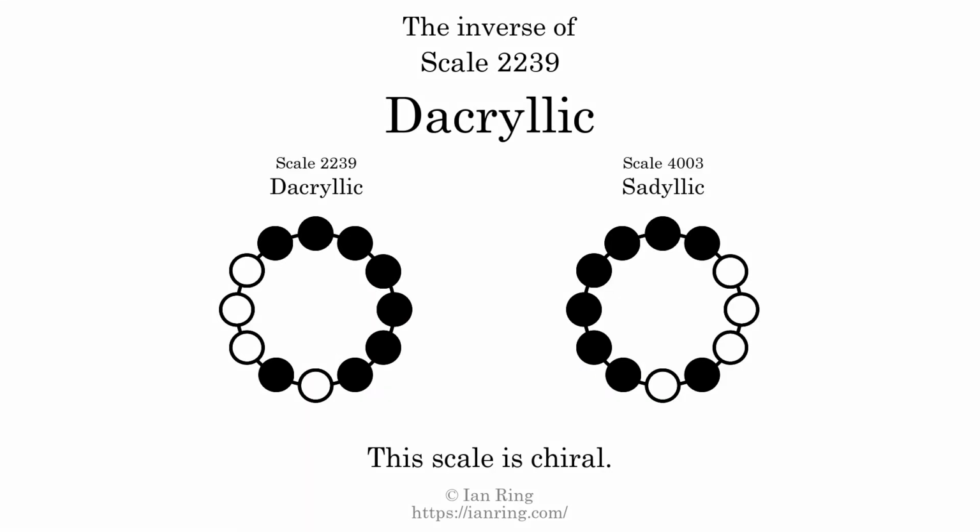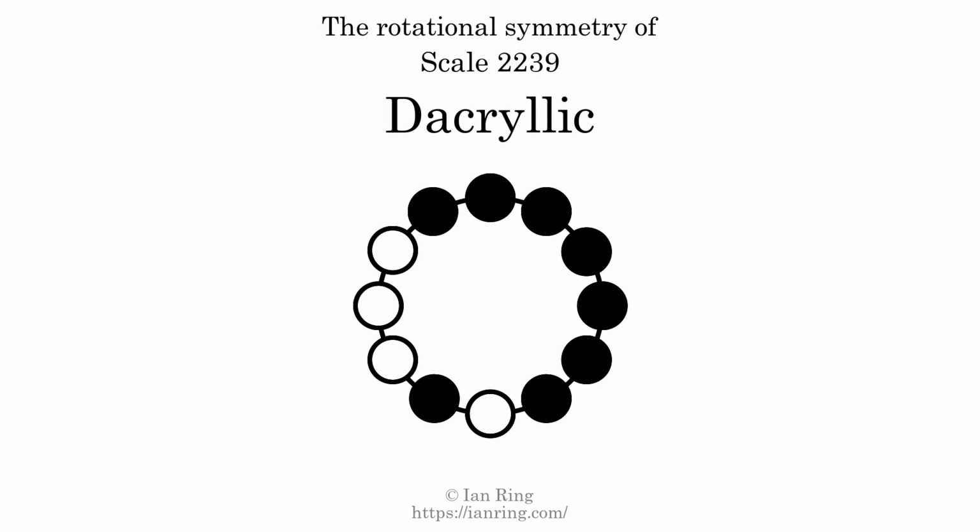The inverse of a scale is a mirror image. It is what you get when the sequence of intervals is reversed. The inverse of this scale is scale 4003, also known as Dacryllic. This scale is chiral. It cannot transform into its inverse by rotational transformation. This scale has no rotational symmetry.